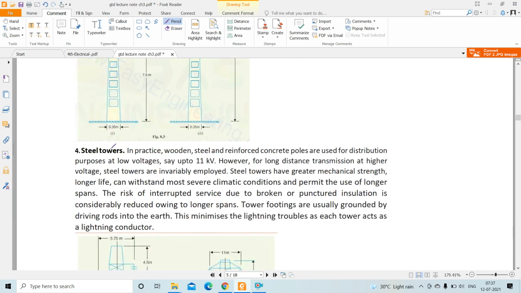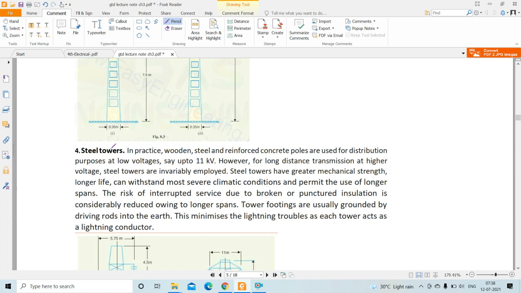And the next part is the steel tower. Already you have seen various types of steel towers in your surroundings. For long distance transmission at higher voltage, steel towers are employed. Steel towers have greater mechanical strength, longer life, can withstand most severe climatic condition, and permit the use of longer spans. The risk of interrupted service due to broken or punctured insulation is considerably low in this case, so it is used in longer spans.